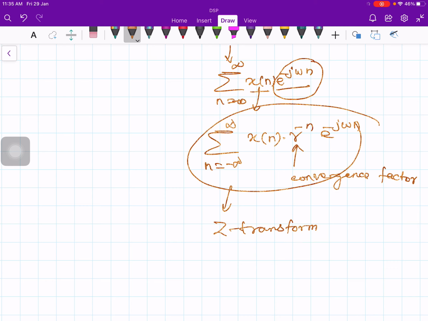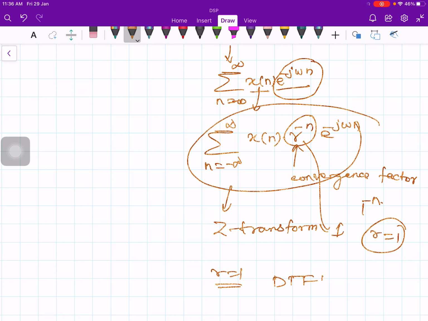In the DTFT we compute on the unit circle, because this r to the minus n is assumed to be 1, that is 1 to the minus n. We assumed r is equal to 1, where r is the radius of the circle. Therefore r equal to 1 is the unit circle. So in the DTFT, omega varies on the unit circle. But in the Z transform, it varies not on the unit circle, but on the entire complex plane.